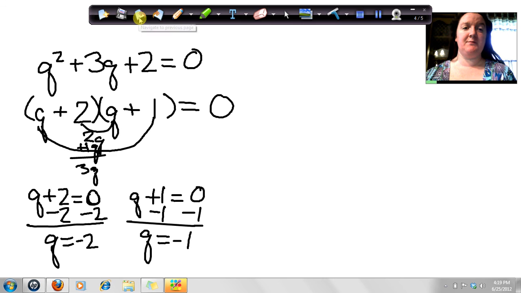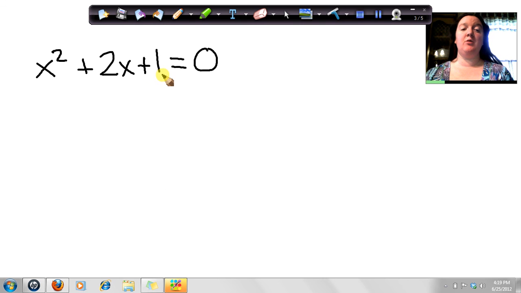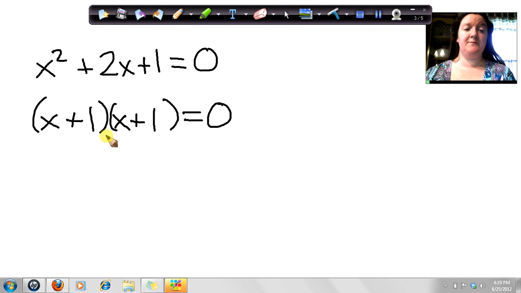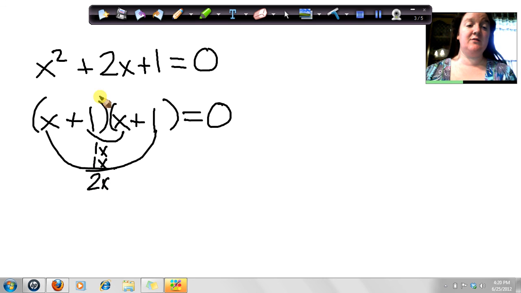Let's look at another example. Here we want to think about what multiplies together to give me 1, but adds together to give me 2. So again, we're going to have our two sets of parentheses. We're going to think about what multiplies to give us x squared, and that's just an x in the front of both. To get 1, the only thing that does that is plus 1. So we're going to put plus 1 there. Because if we look at our inside term, we're going to get 1x. If we look at our outside term, we're going to get 1x. And we add those together, we get 2x, which is the term that we had there to begin with. So we know we did it right.